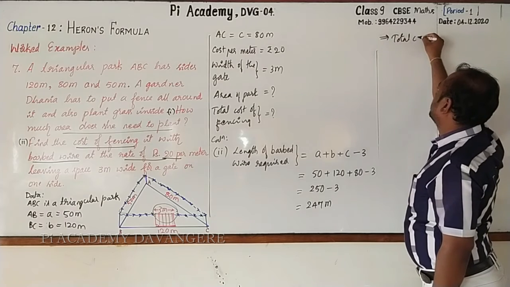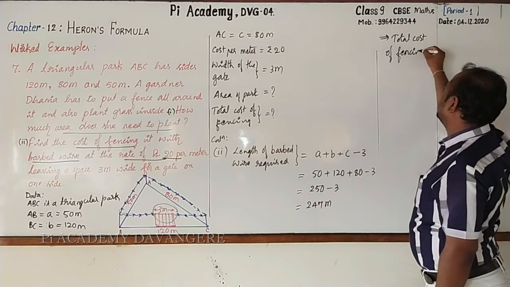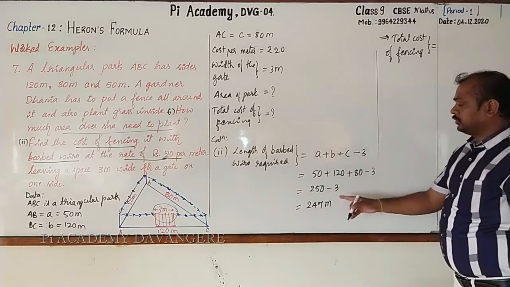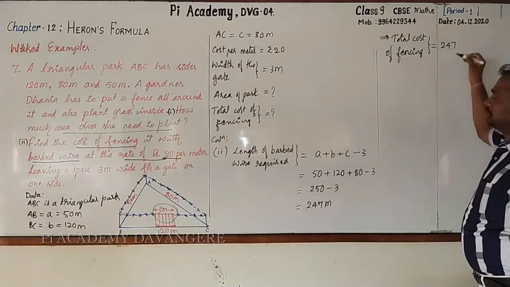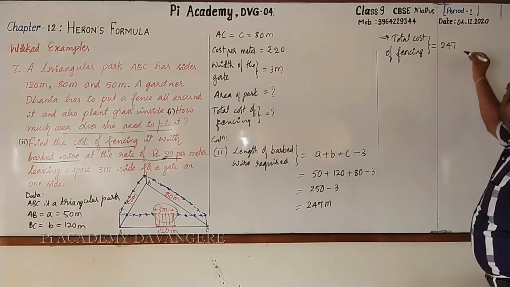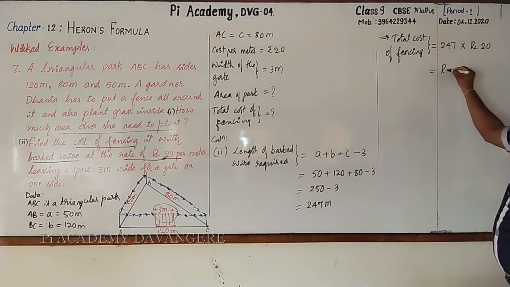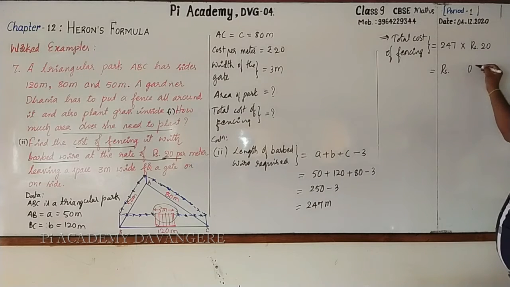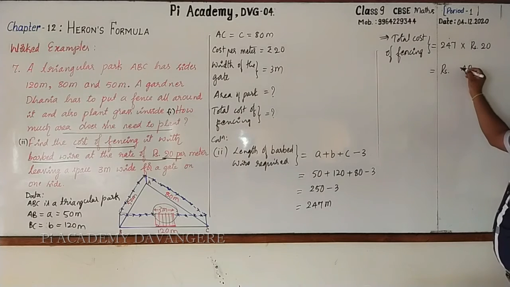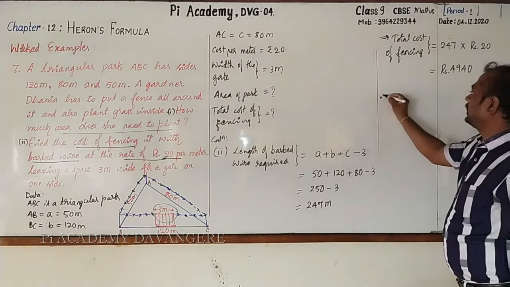Total cost of fencing. It is 247 meter, but every meter how much rupees? Rupees 20. Here I will write rupees 20 is equal to rupees, multiply this, 0 as it is, 2 7s are 14, carry 1, 2 4s are 8 plus 1, 9, 2 2s are 4, 4,940 rupees. Got it? So let me write the conclusion.